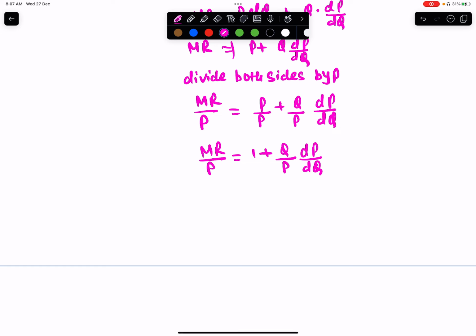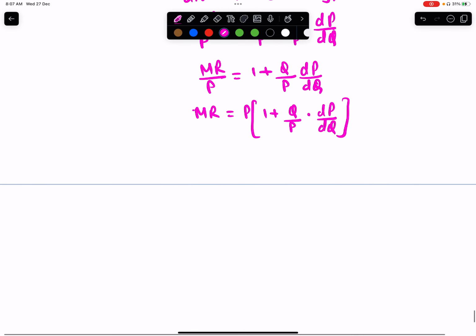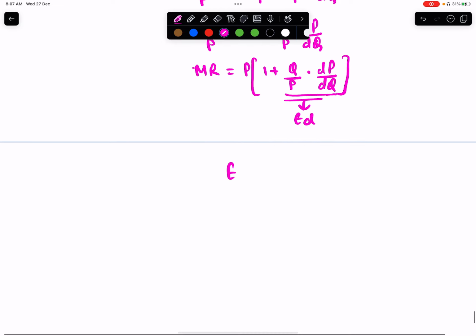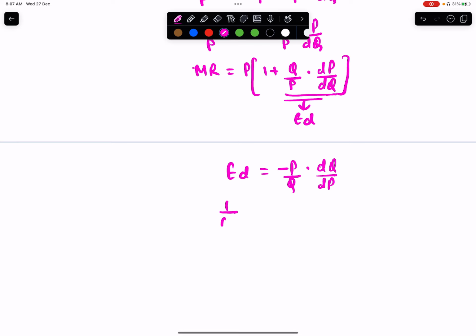So this we can take as MR equals p times 1 plus q by p into dp by dq. As we can see, this formula looks like something like elasticity of demand. What is elasticity of demand? This is minus p by q into dq by dp. What is 1 by ed? 1 by ed is minus q by p into dp by dq.